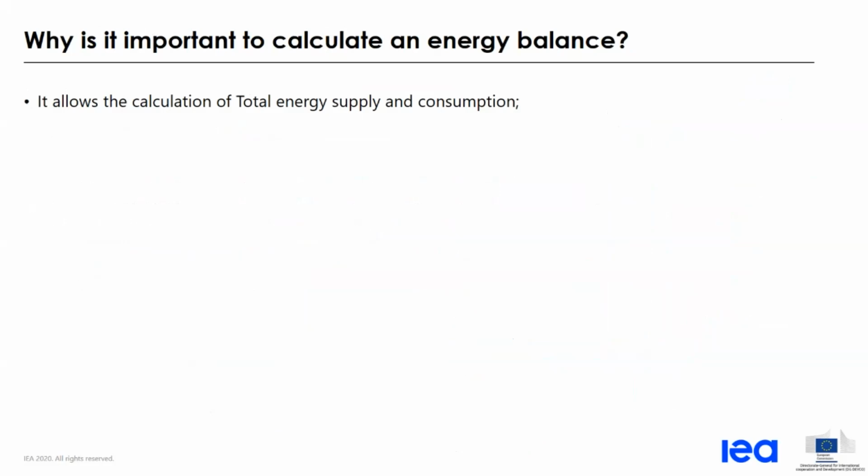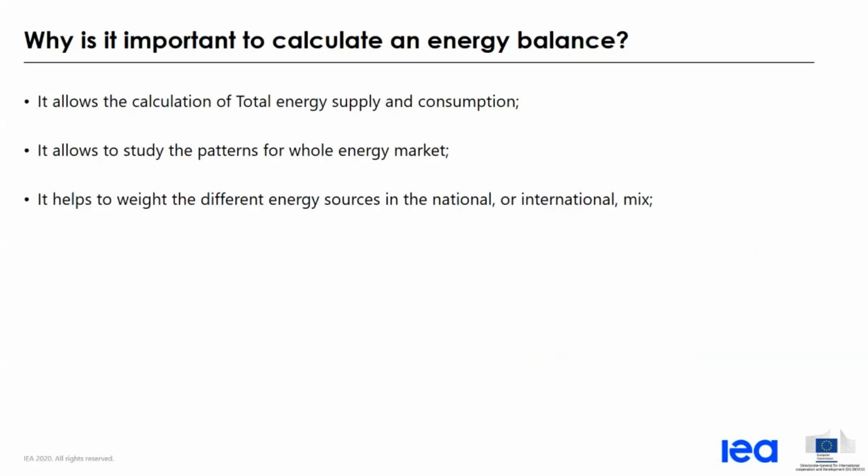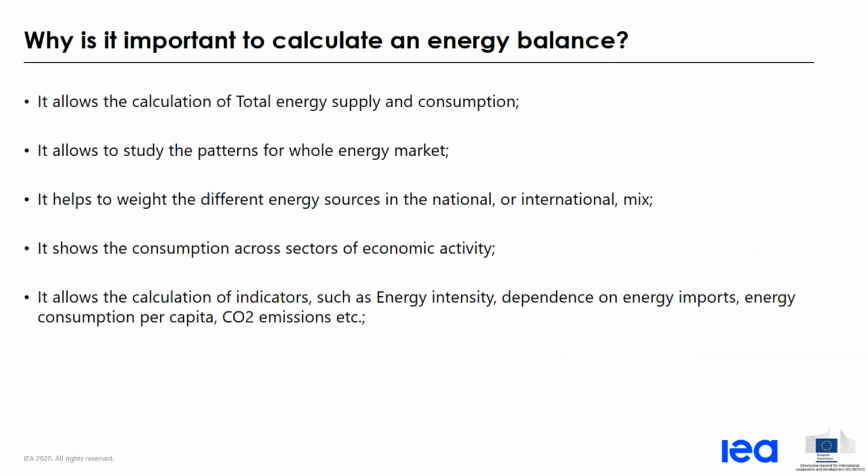As you can see, we have the same units, so we can sum all products and also all the flows. It allows us to study the patterns for the whole energy market at once, because it tells us all the different products and flows in one picture. It also helps to weigh the different energy sources, as we have seen in the international or regional mix, because you can see what is the highest source of supply, for example, and what is the highest source consumed in a specific sector. It also shows the consumption across the different sectors of activity.